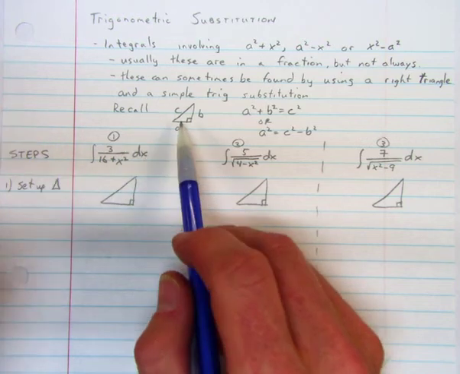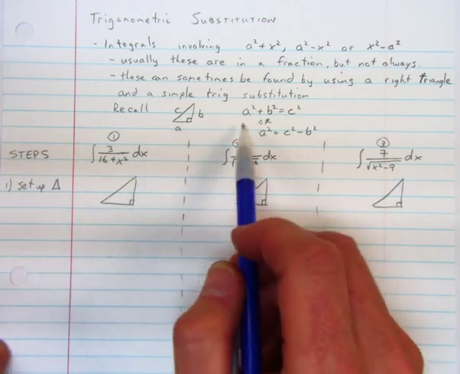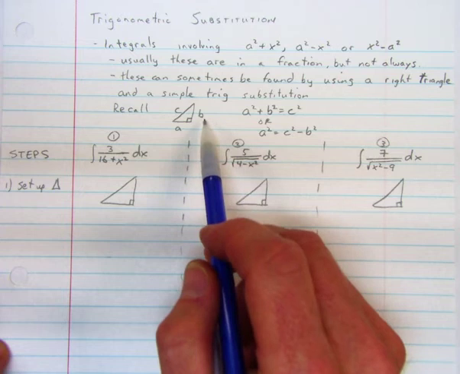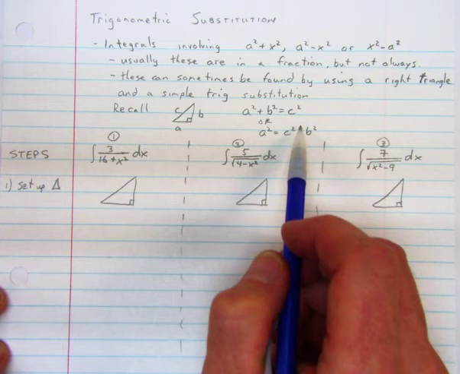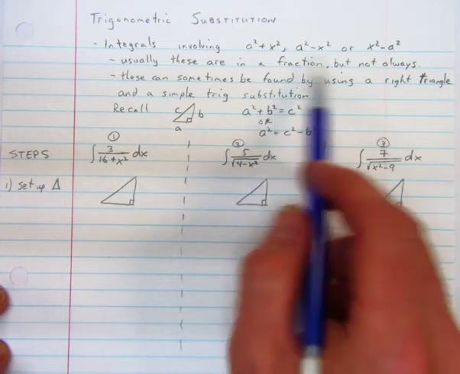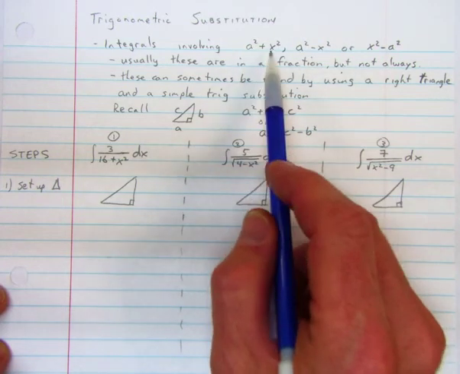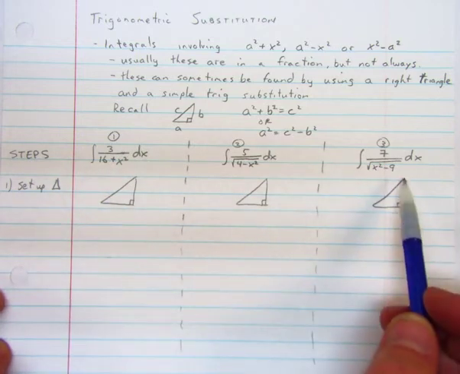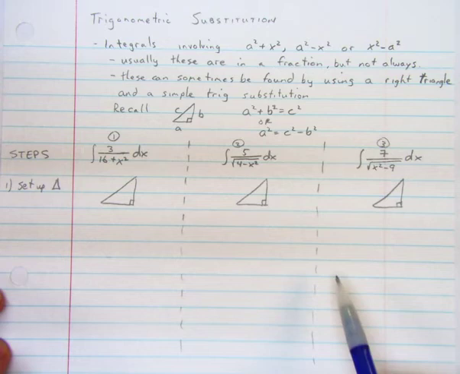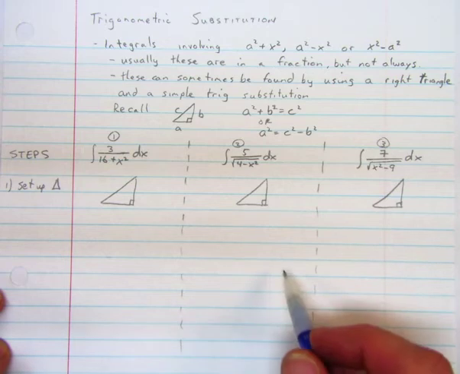Recall the Pythagorean theorem, which says that a squared plus b squared equals c squared in a right triangle, or a squared equals c squared minus b squared. Notice that those two setups are very similar to what we have up here. I'm going to try to do this using 3 problems and doing all 3 simultaneously to show the differences as well as this basic process.